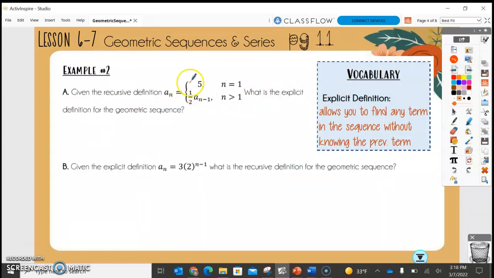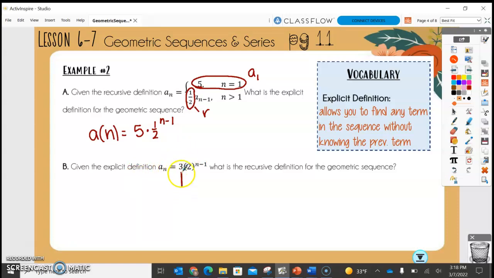Sometimes they write it a little weird, as a piecewise function. This just means your first term. That's your start, your a of 1. This half here is what you're multiplying by. That would be your rate. So my explicit formula would be a of n equals my first term 5, that's only the first term, times my rate of 1/2 to the n minus 1. This notation here is my explicit formula.